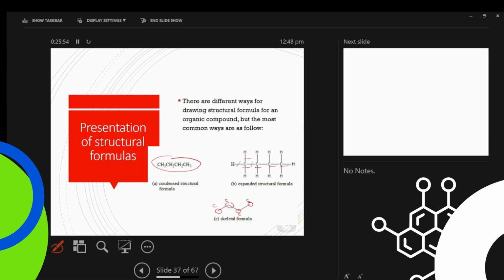Okay, and these lines in between the bendings represent the single bond. If a double bond is present, then it would be written like this. Sorry, it would be written like this, showing that this double bond is present. Then you can adjust the hydrogen number accordingly.